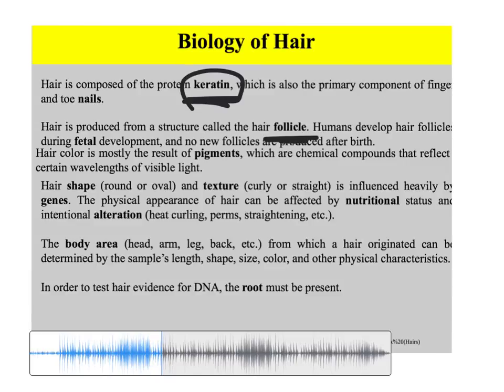The hair color is mostly the result of pigments, which are the compounds that will only allow certain light to be reflected. This also is something that's important here, this body area. We're going to see different areas of the body have different types of hair, and we may or may not be able to tell the difference using our light microscopes, but a forensic scientist with a well-funded lab and the latest in equipment should be able to do that. And if we're going to do DNA, the root of the hair, which we'll see in a slide or two, needs to be present.